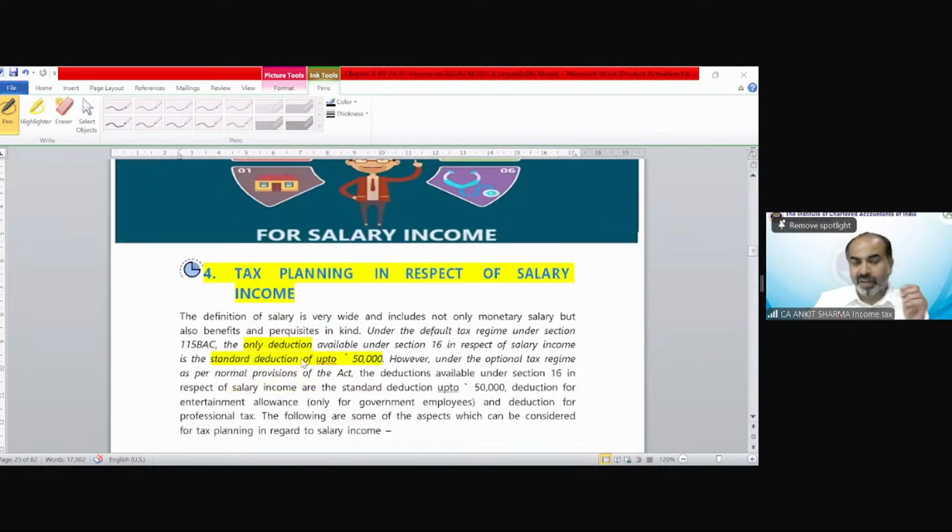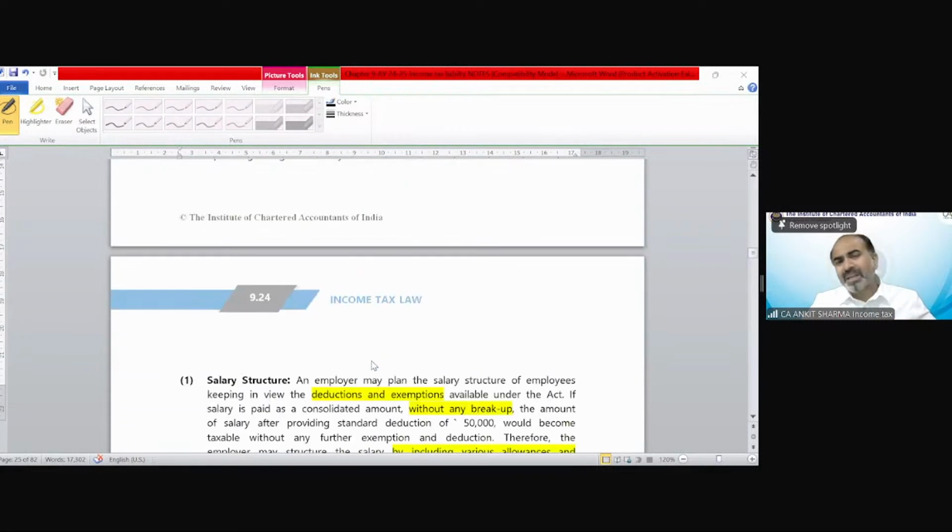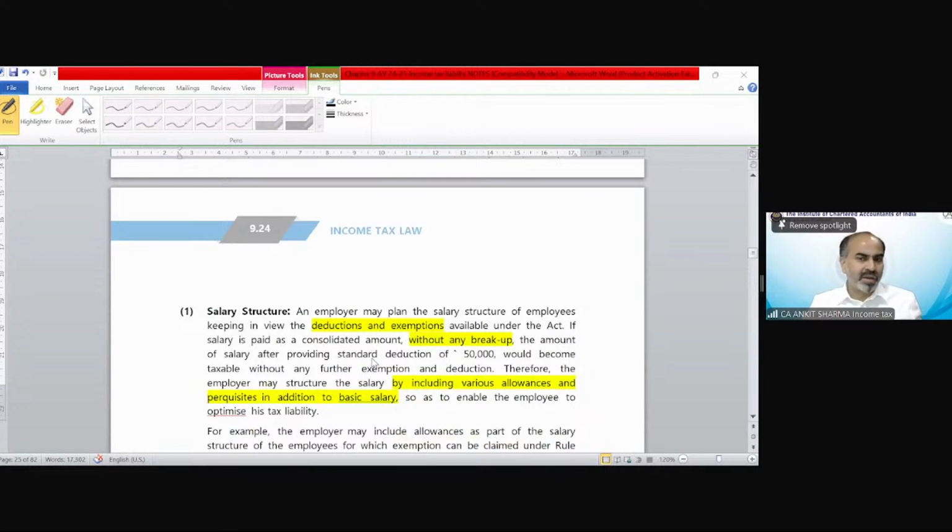So the definition of salary is very wide and includes not only monetary, but of course also the perquisites, the amenities, the benefits, etc. Under the default tax regime, or section 115BAC, we can get the standard deduction of 50,000 rupees. But there are multiple allowances which are not allowable under the default tax regime, and are allowable under the optional tax regime.